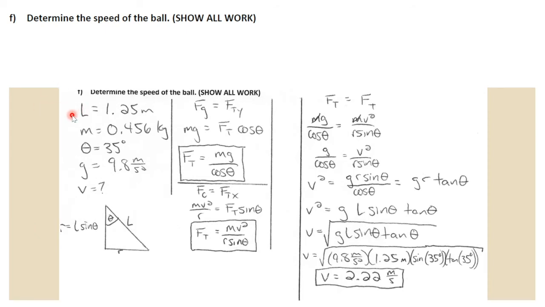So I have the length of the rope is 1.25 meters. I got the mass of the object is 0.456 kilograms. I got my angle, it's 35 degrees. g is 9.8 meters per second squared. And v is our unknown.